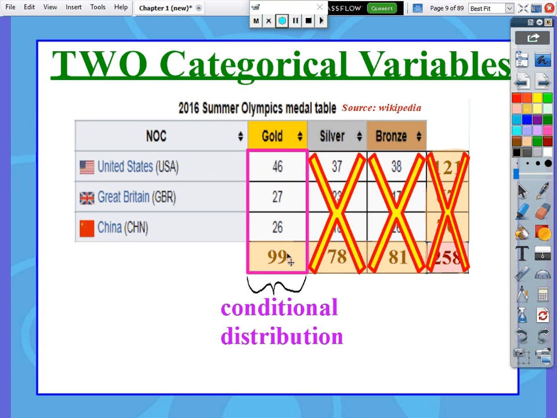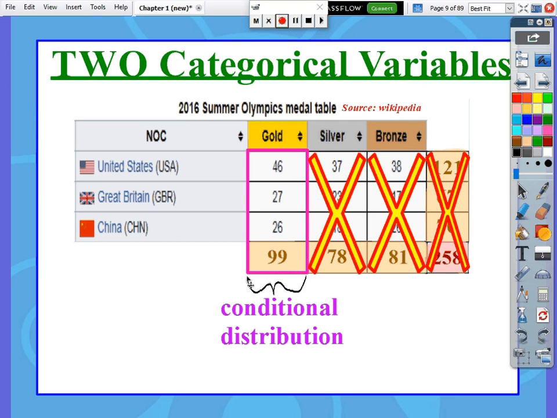If you wanted to focus on just one of these marginal things, then we're going to call that a conditional distribution. And we're really going to talk about this when we get to our probability chapter, chapter 5. So we might say, for instance, given that we're going to talk about gold medals only, then what's the probability that the United States won a gold medal? And then you would say, oh, well, if I'm only looking at gold medals, the United States won 46. Out of how many gold medals altogether? 99, if we're, again, only talking about the top three countries here.